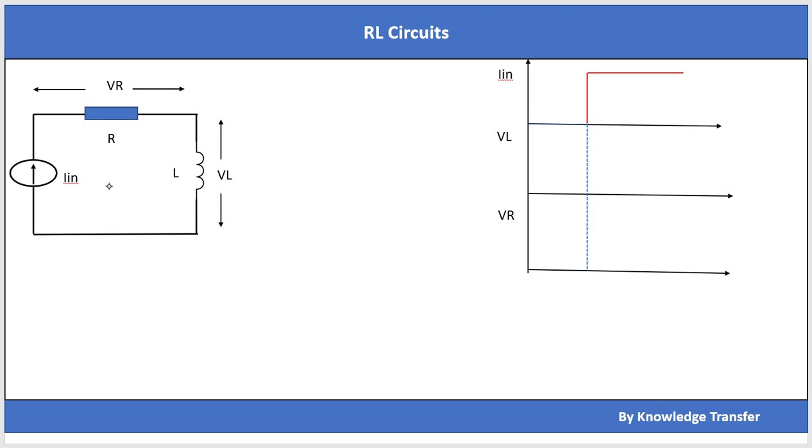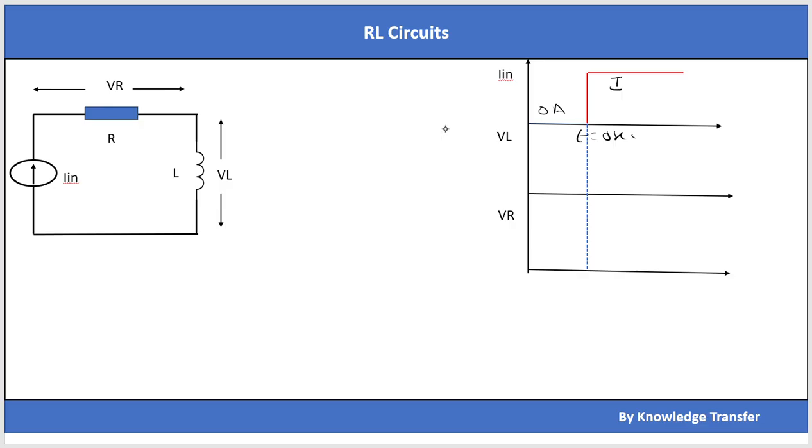Hello everyone. In this video, we'll see the simple RL circuit response for a step current input. So current is 0 ampere till t is equal to 0 seconds, and at t is equal to 0 seconds, current suddenly rises from 0 ampere to I ampere, and it is staying there. And we need to find what the VL voltage and VR voltage are during the whole process.